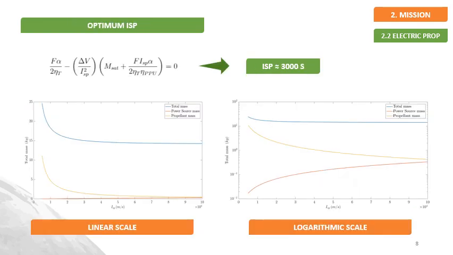To continue with electric propulsion, an optimum specific impulse shall be selected in order to minimize the total mass of the satellite. By looking at the picture, it can be noticed that after 3000 seconds, the mass does not change significantly. So it has been decided to use that value for further calculations.